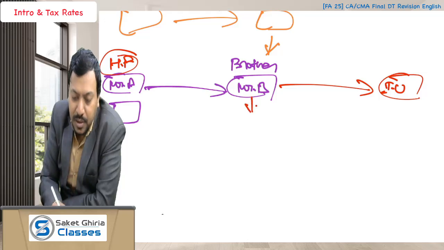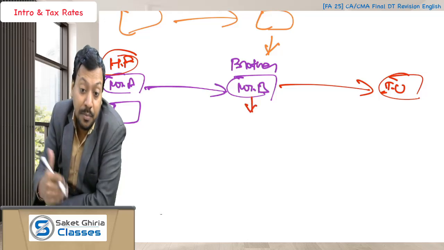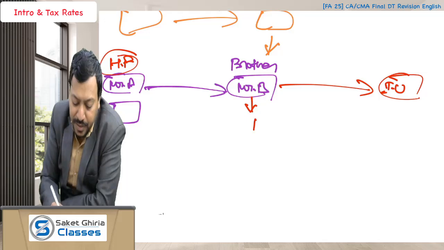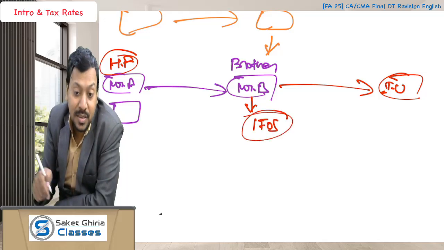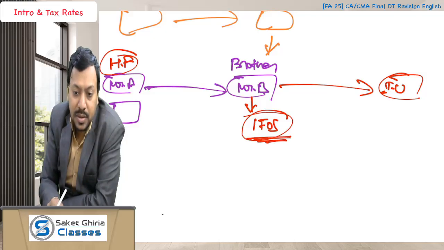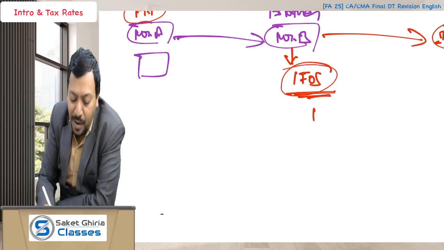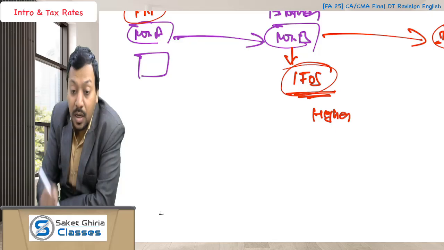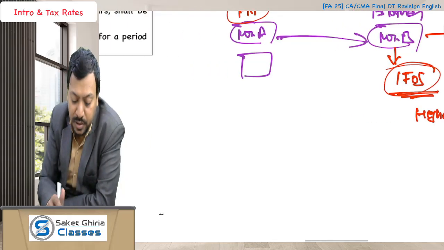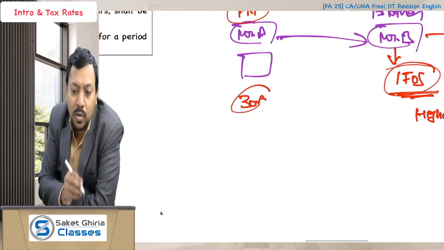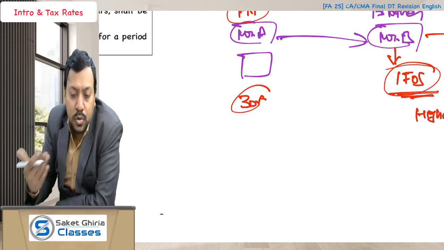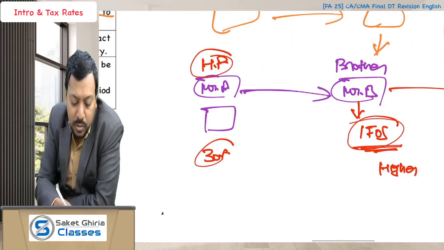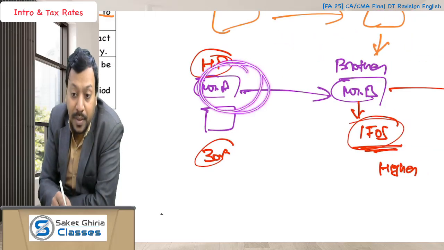Now, for Mr. B, this property is sublet. Sublet property income is taxable under the head income from other sources. And if the income is taxable under the head income from other sources, then Mr. B can claim a higher deduction compared to house property, which allows only a 30% flat notional deduction. Are you guys getting it?